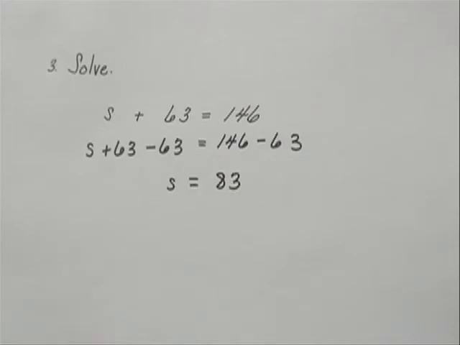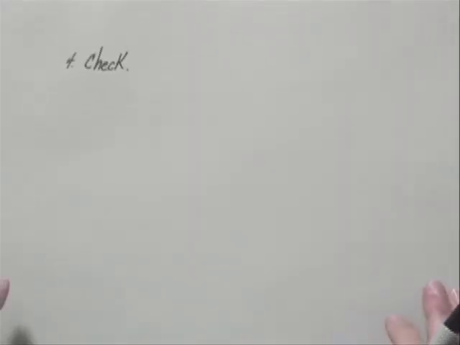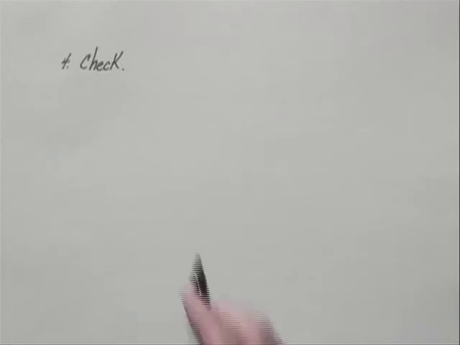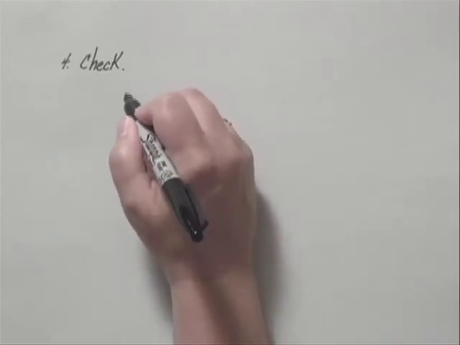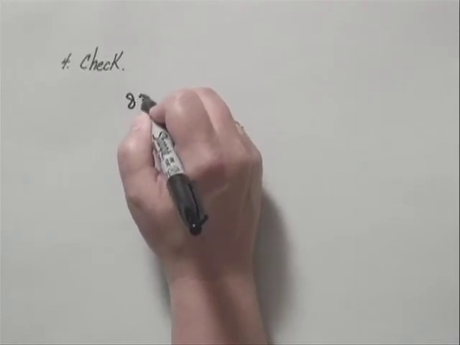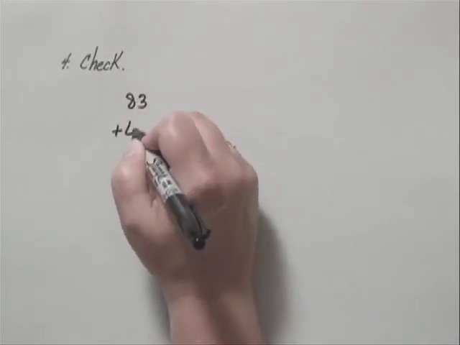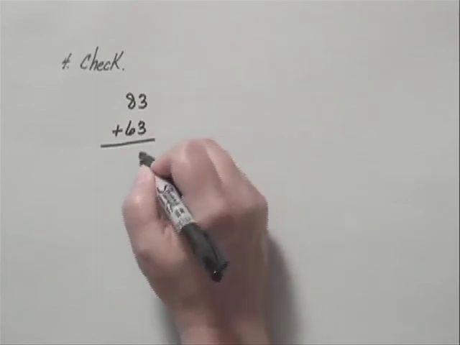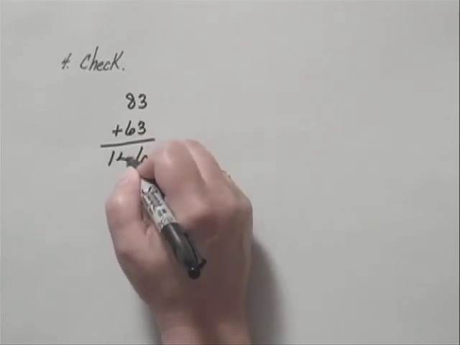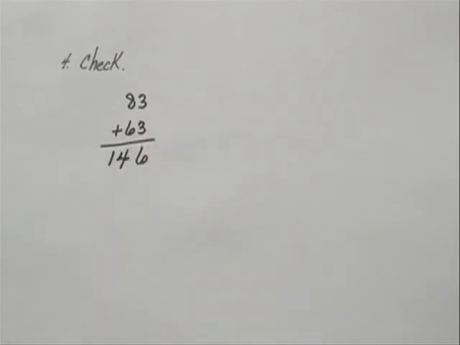Now the step 4 to check is a very important step. To check that, we need to think through the original problem. And we're told that there are 63 more calories in whole milk than in skim milk. So let's take what we thought was the amount in skim milk, which was 83, and add the 63 to it. And when we do that, we get 146, which we were told was the number of calories in the 8-ounce serving of whole milk.